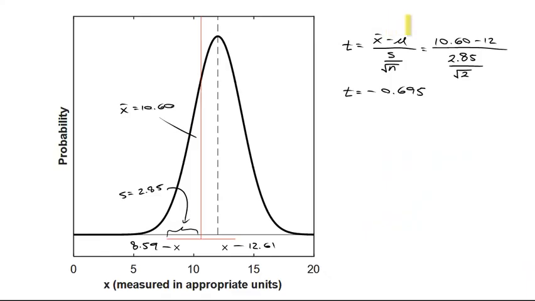So the takeaway message from this is that this ratio, the sample mean minus the population mean divided by the sample standard deviation divided by the square root of the sample size, is t-distributed, and that has important consequences for other areas of statistics.